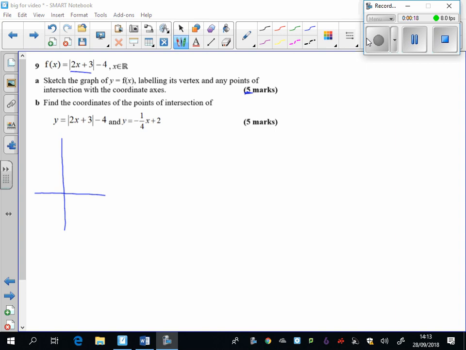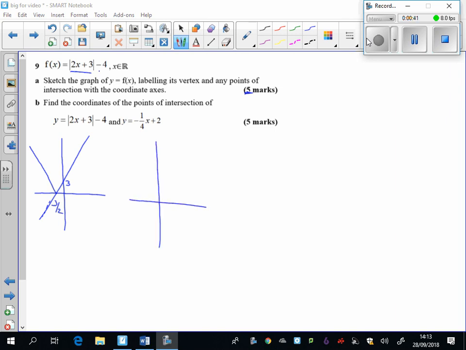So I start by going, what does a 2x plus 3 graph look like? And we know a 2x plus 3 graph looks like this, crossing here at 3 and crossing here at minus 3 over 2. Then I'm going to modulus it. So modulusing it brings this bit up here, and I'll lose that bit down there. And then I'm going to take away 4.